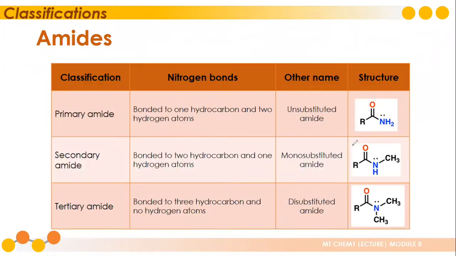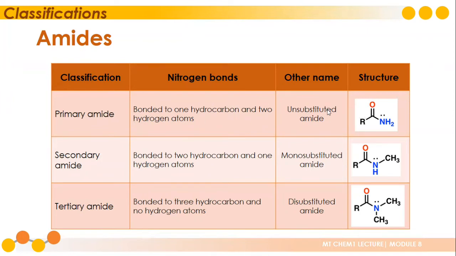Let's proceed with classifying amides. Classifications of amides are very similar to the classifications of amines. So primary amides, secondary amides, and tertiary amides are based on the bonds that they have in their nitrogen element. For primary amides, the nitrogen is bonded to one hydrocarbon and two hydrogen atoms, which is very similar to how amines are. But their only difference is that in amides, we have a double bond O present.